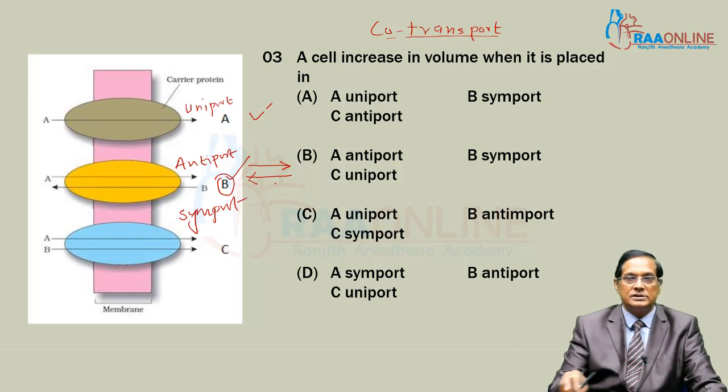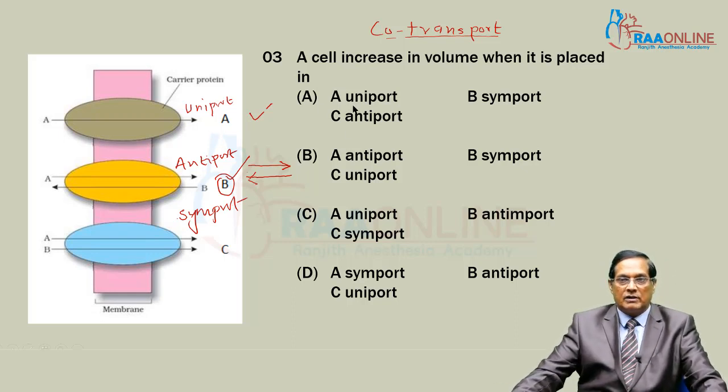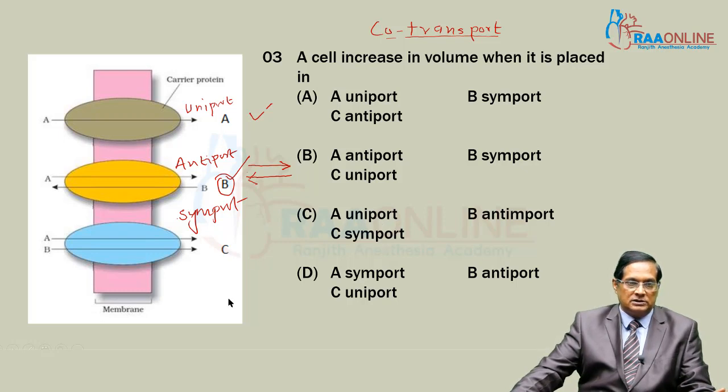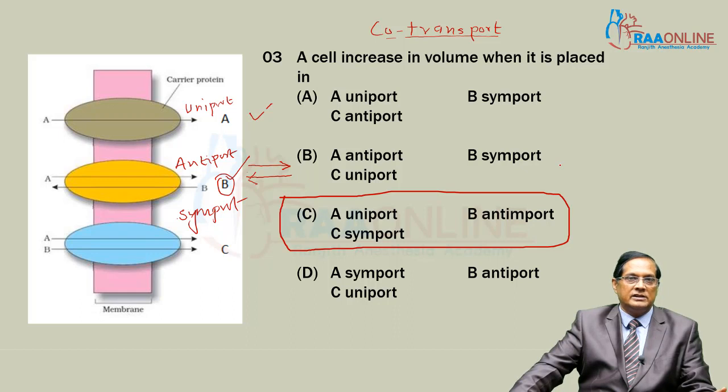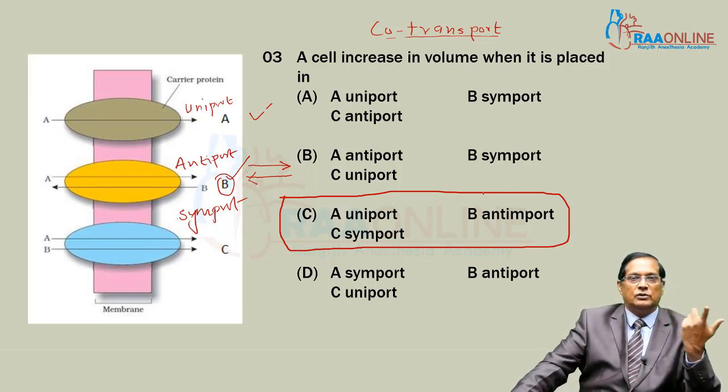Now check the correct options. A is uniport, right. B is antiport, that is this one. And C is symport. So question number 3, its answer is C. That is, two molecules can also be transported through the membrane, or we can say the protein facilitates the transport of two different molecules. If they are in the same direction, we use the word symport. If they are in opposite directions, we say antiport. If only one molecule transports, then the word uniport is given.